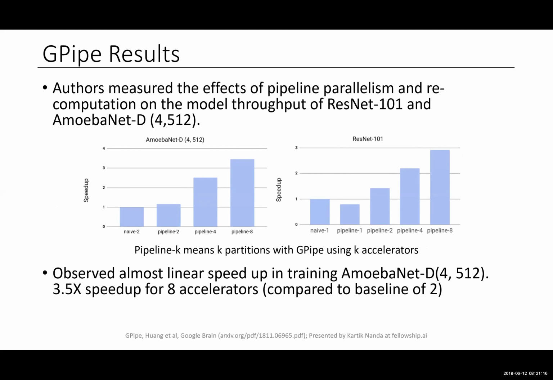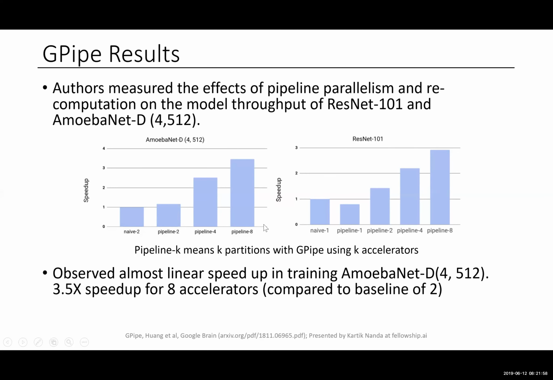Some results. So they have run two different models, ResNet 101 and the AmoebaNet, and they claim that they observe almost linear speed up in training the AmoebaNet. So for example, AmoebaNet needs at least 2 to start with. You cannot train it on 1. And so the baseline is the naive 2. And then if they use 2-level pipelining using GPipe, then they get a minor improvement. But as they go from pipeline 2 to pipeline 8, the speed up is 3.5x.